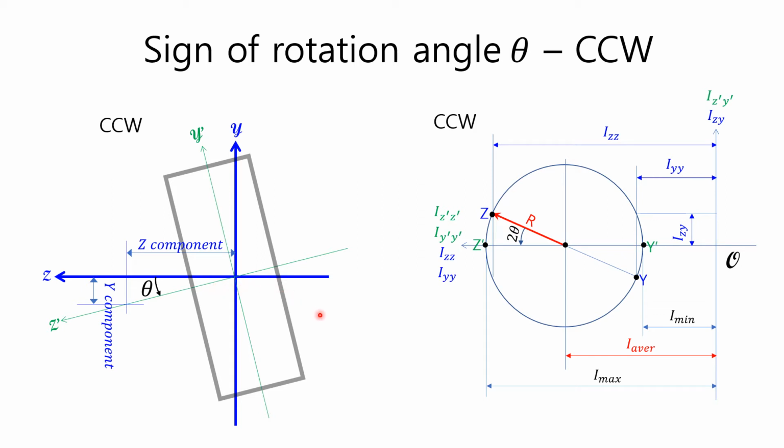In the figure on the left, if the blue coordinate axis rotates counterclockwise by theta and becomes the green coordinate axis, the new coordinate system, z prime, y prime, coincides with the principal axis. In the Mohr circle, it rotates counterclockwise by 2 theta in the same direction to coincide with the principal axis, which is the horizontal axis.